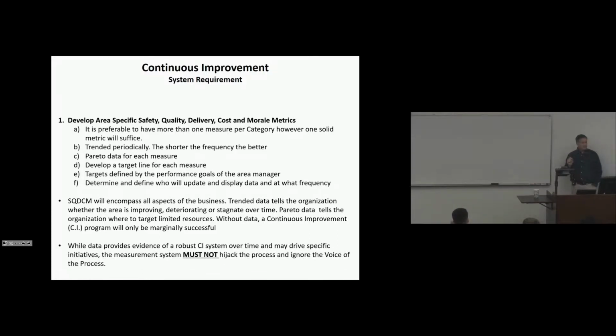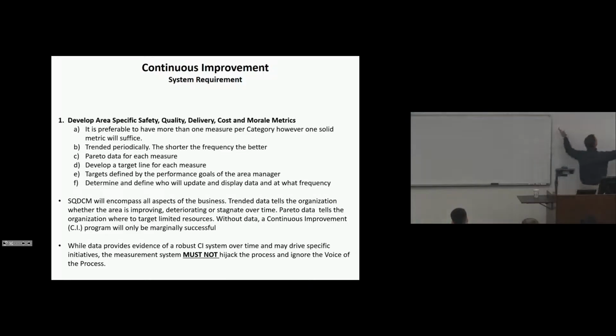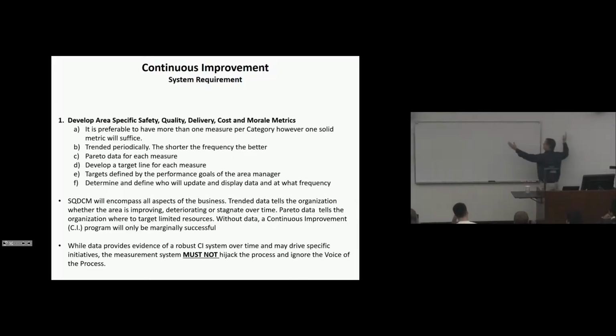While data provides evidence of a robust continuous improvement system over time and may drive specific initiatives, the measurement system, this is key. The measurements, and we'll get into this, must not hijack the process and ignore the voice of the process. In other words, if I have SQDCM metrics in the crankcase department, and over here I have my continuous improvement board that's being driven from the people that work the process, I can't say, oh, look at this data point, we need something on the board to fix that. Because if I do that, I've just taken away the authority from the process to drive what they need.